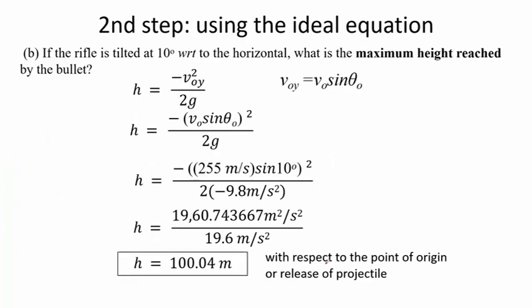Using the direct equation to solve for the maximum height reached by the projectile and the value for the initial velocity, we get that the maximum height of the projectile is 100.04 meters above the point of release. Do not forget to write your solutions clearly and box your final answer.